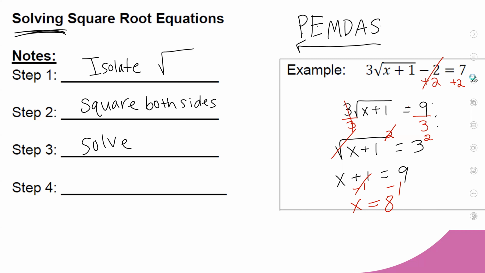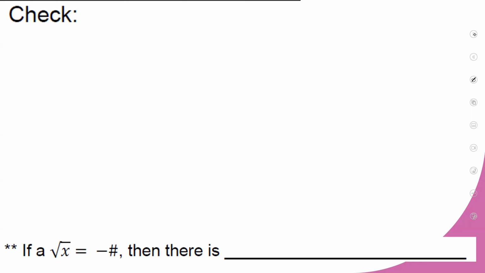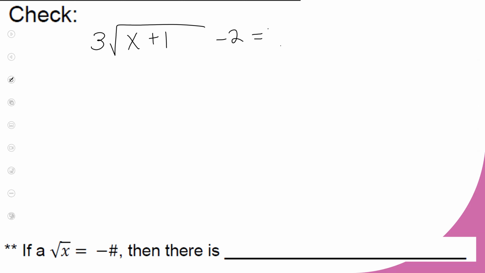And the last step, once you solve, is to check your work. So guys, how do you think we're going to check our work? Yep, plug it back in. So guys, I'm going to plug it back in on the next page here. We said that the answer is 8. We said that x is 8. So if I were to check that, what was the original problem? 3 square root x plus 1. Thank you. So this was the original problem.